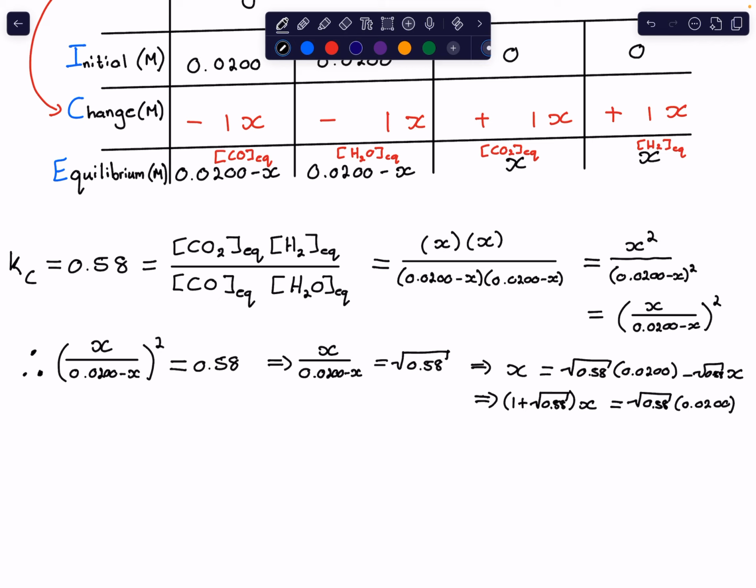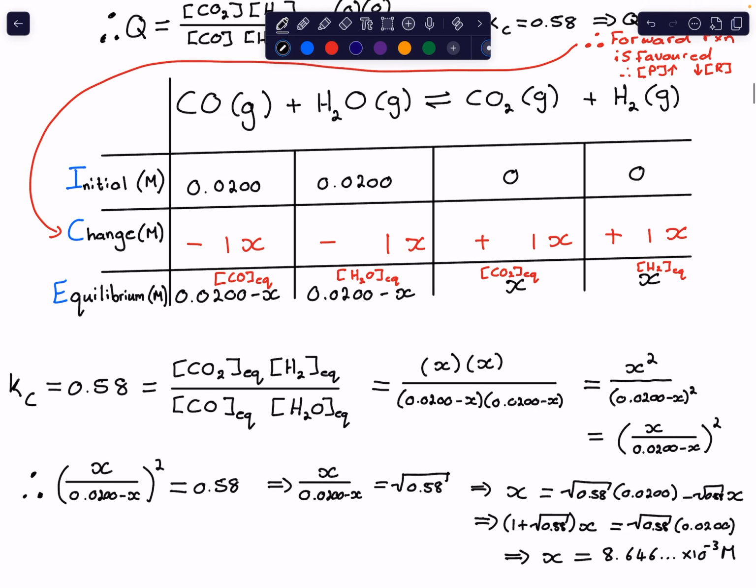Of course, you can plug this into your calculator. This just makes it a bit easier to calculate in one step. So now you can say the square root of 0.58 multiplied by 0.02, divided by 1 plus the square root of 0.58. And I got 8.646 times 10 to the negative 3 molar. Alright, so that is the value of x, and that of course has to be molar because we worked in molar in our ICE table at the top.